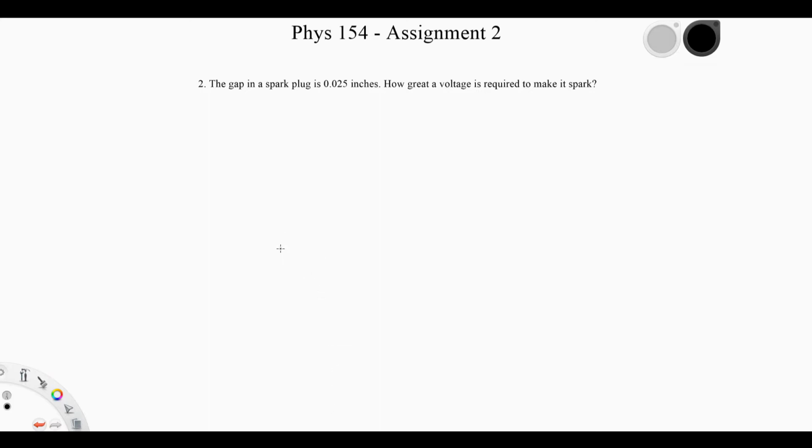So moving on to problem 2, the gap in a spark plug is 0.025 inches. How great a voltage is required to make it spark? So let's remember from the previous problem that the electric field required to generate a spark is 3 times 10 to the 6th newtons per coulomb. And actually, we can use different units, right?